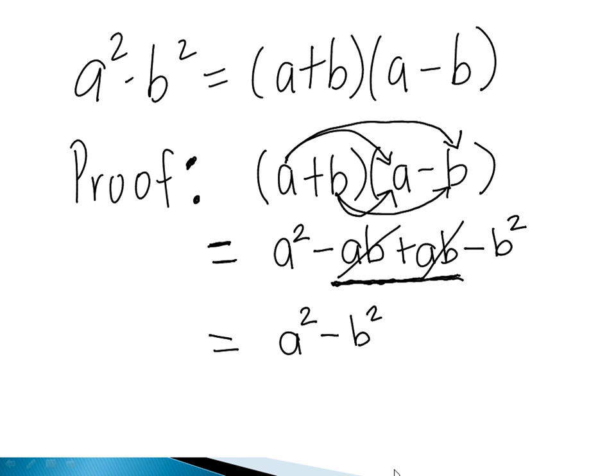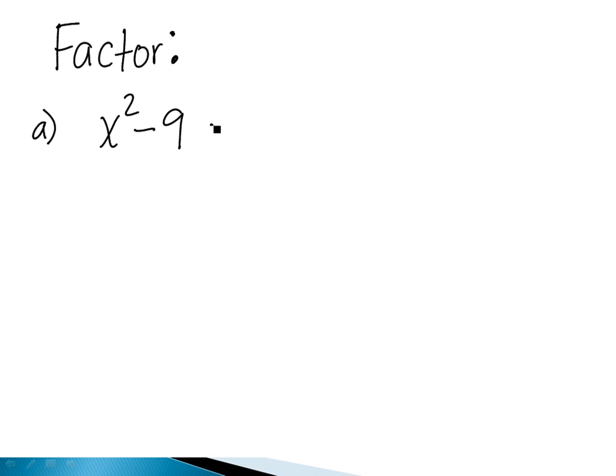Alright, let's get started. We're going to factor the following. Let's factor first x squared minus 9. You first have to determine if you have a greatest common factor. You do not. There's nothing in common with x squared and 9.